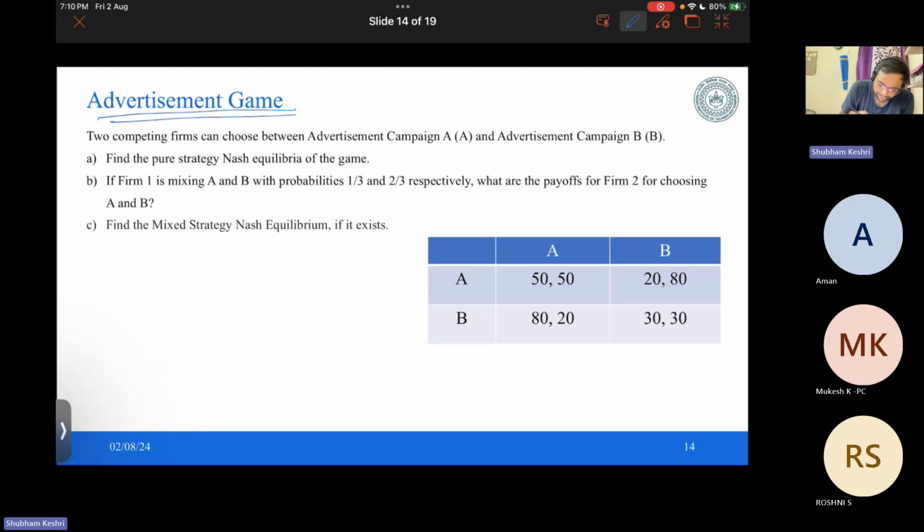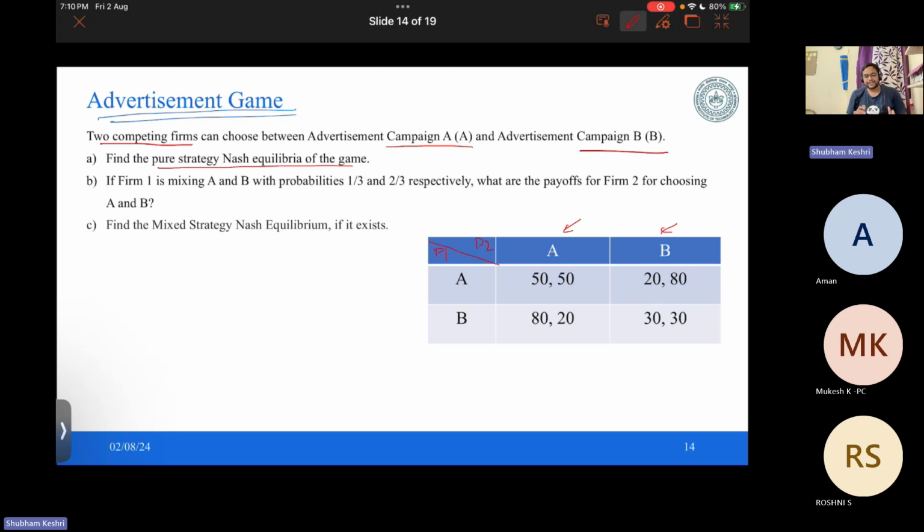So we'll move on. This is one problem where we have an advertisement game. There are two firms, and they can advertise using campaign A or campaign B. So both the firms have the same strategies to play. First, you have to find out what is the pure strategy Nash equilibrium. You can quickly do that. So this is player 1 and this is player 2.